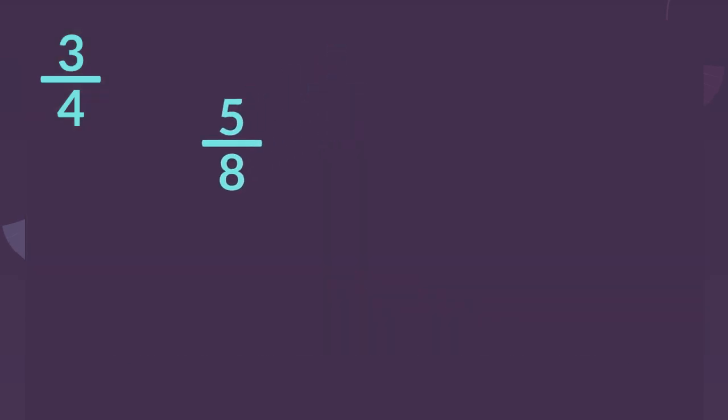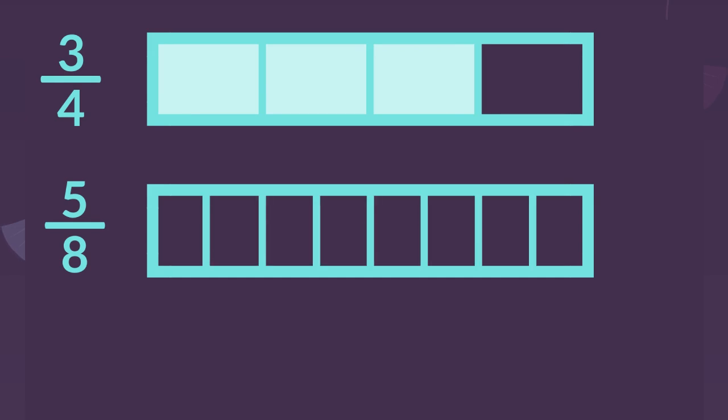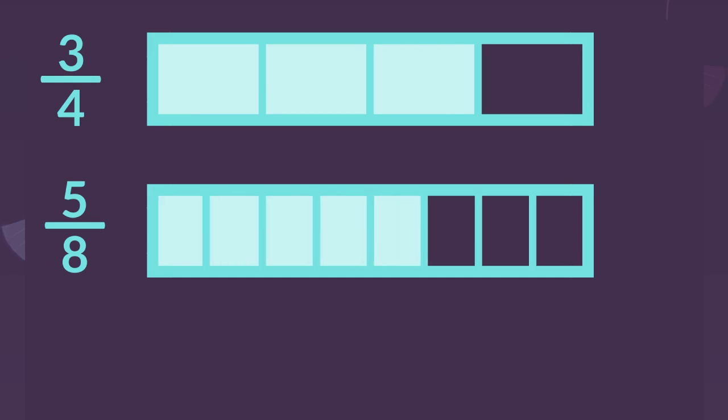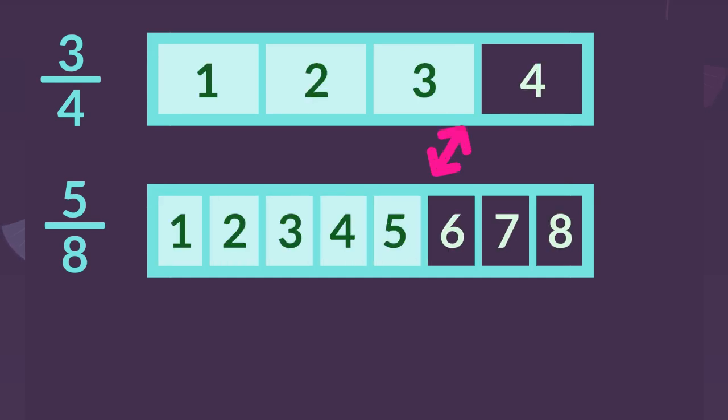If we draw it out, it's easier to compare. The brownie divided into 4 parts has 3 shaded. The one divided into 8 parts has 5 shaded. Even without doing any math, you can see 3/4 is more than 5/8. We write that like this.